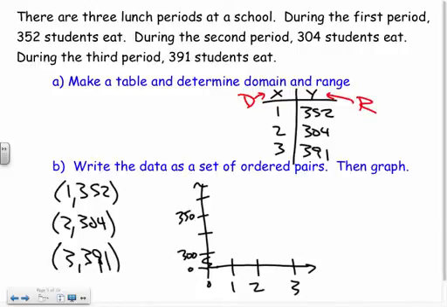1, 352, so somewhere about there. 2, 304, a little lower. 3, 391, it's getting up closer to 400. And there we go. I'm not connecting anything. It's a discrete graph. That's all I do. Put my ordered pairs and graph. Don't have to do anything else with it. Pretty straightforward.